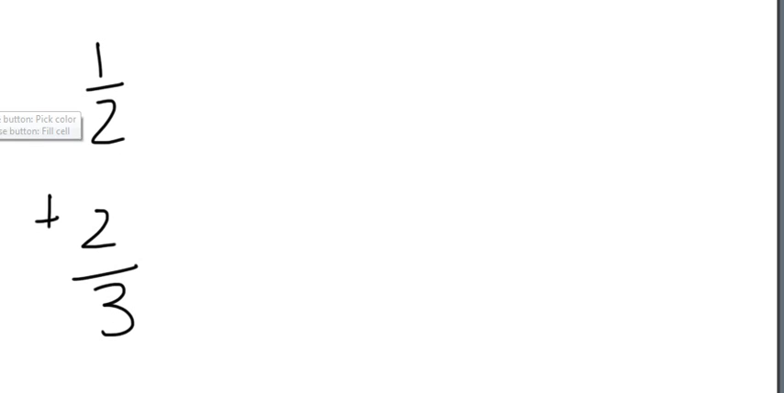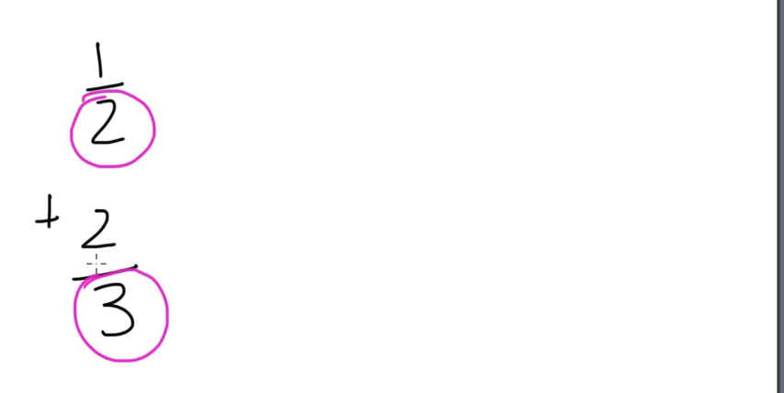Okay, we have to have the same denominator. So right now we cannot add 1/2 and 2/3 because our denominators are not the same. We have to make them the same. We have to, and they obviously have to be the same number. We want the lowest number possible, and we want a number that is a multiple of both 2 and 3. All right, that's what we're looking to do.